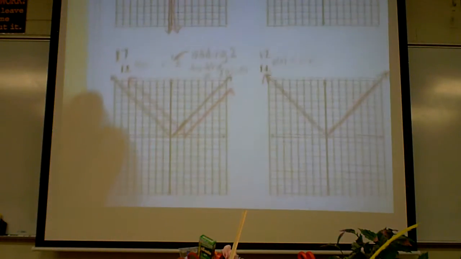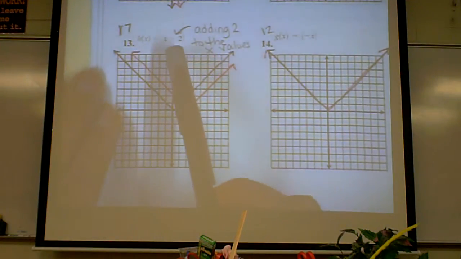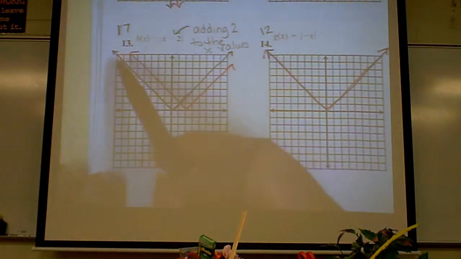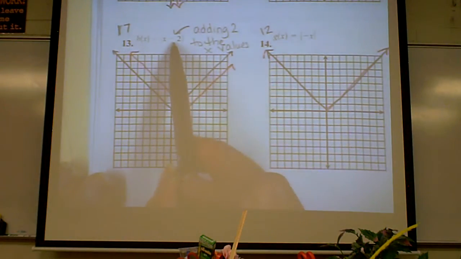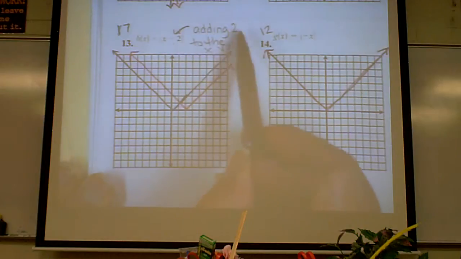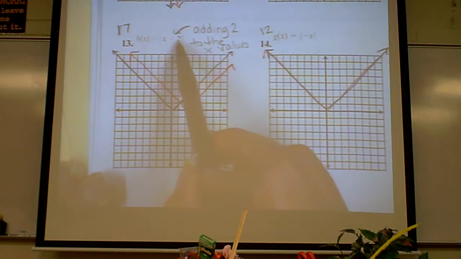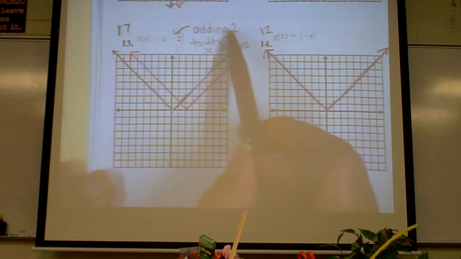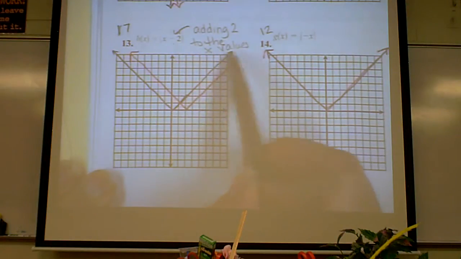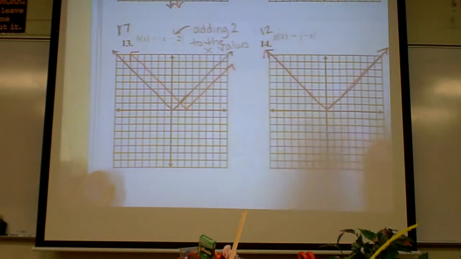All right, what does a number inside of a grouping symbol do? This is the absolute value of x minus 2. So this is your parent, what does this do? It's a horizontal shift 2 units to the right. So in other words, the opposite of this number is 2, you're going to add 2 to the x values. You remember this stuff?